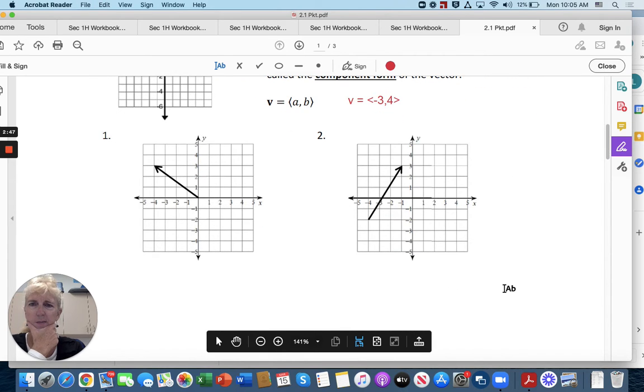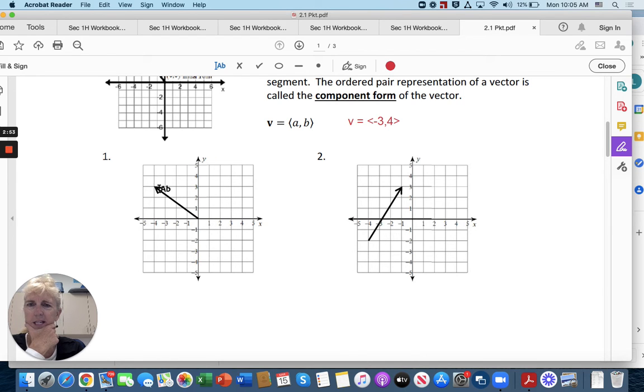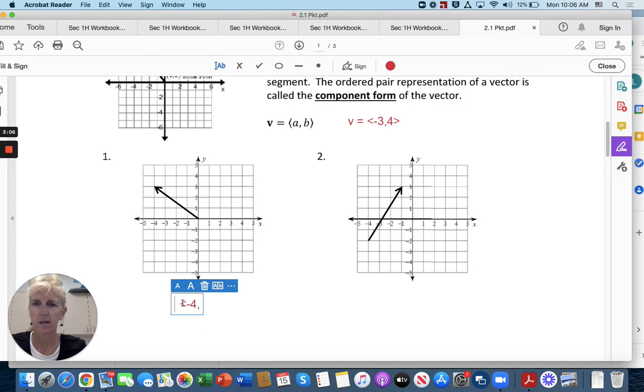So we'll go on to number 1. And again, since it's 0, 0, all we have to do is look at the ordered pair that would be here, because it starts here. When it starts somewhere else, it's a lot harder. So for here, we can say, okay, our x value is -4, and make sure we do it in vector notation, and then 3. And we're done with that one.